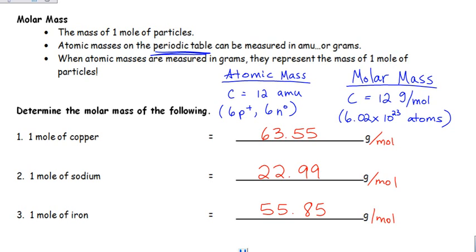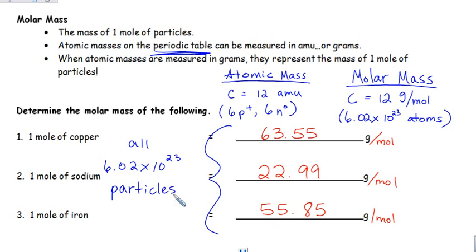And so again, here's kind of the gist of this. These masses are all 6.02 times 10 to the 23rd particles. These quantities, if I were to go in the lab and measure 63.55 grams of copper, about 23 grams of sodium, 55.85 grams of iron, I would be measuring the same number of particles. 6.02 times 10 to the 23rd particles, to be exact. That's a lot of particles.